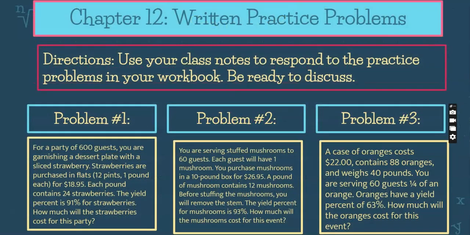All right, so now here are the Chapter 12 written practice problems. Go through each one, and if you need any help, please reference the Chapter 12 written practice problem screencast.